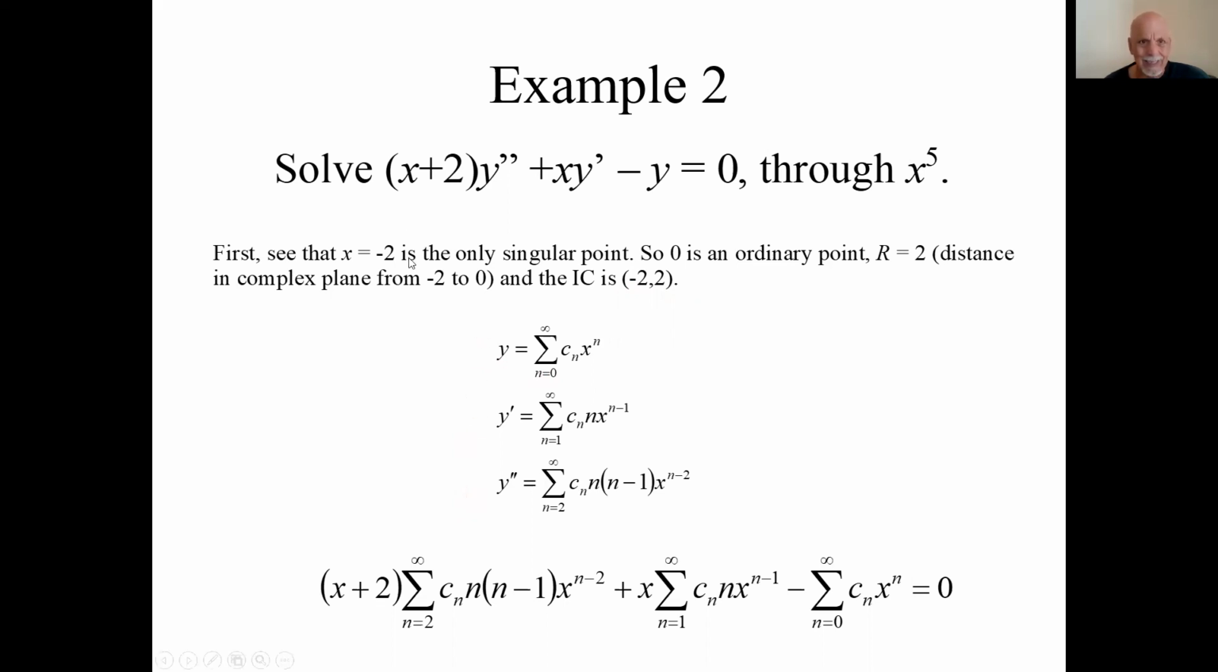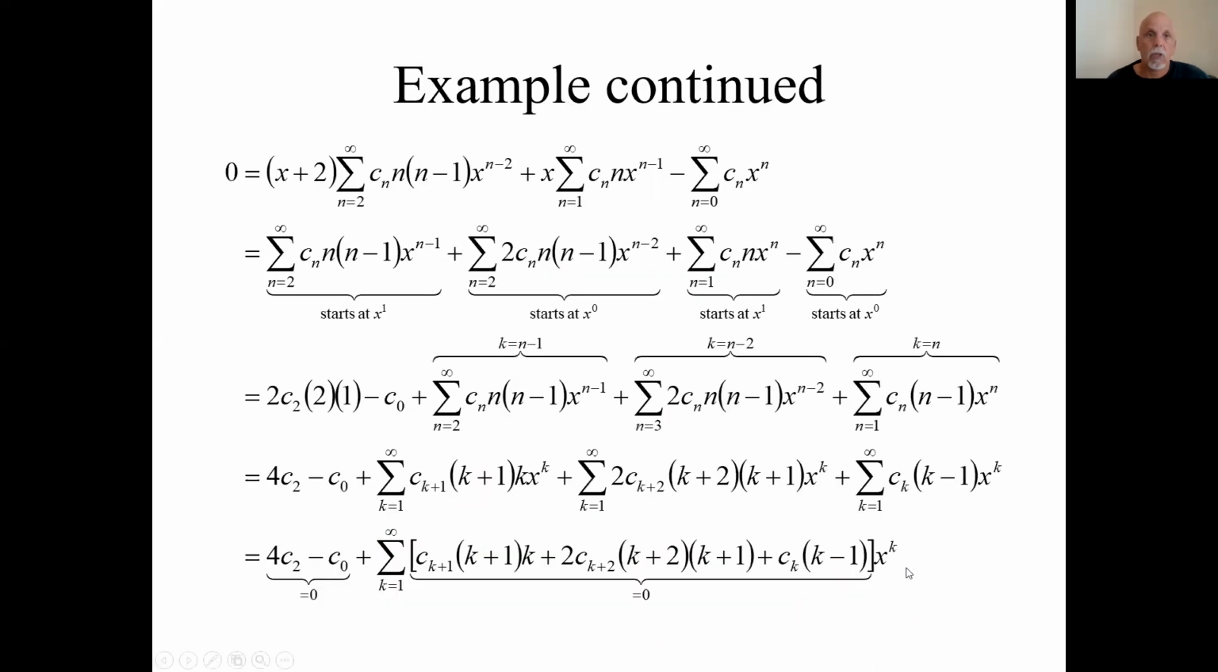Substitute these things into the original equation. Substitute these sums. So this here is y double prime, this sum here is y prime, and this sum here is y. So here's what we get after those substitutions.